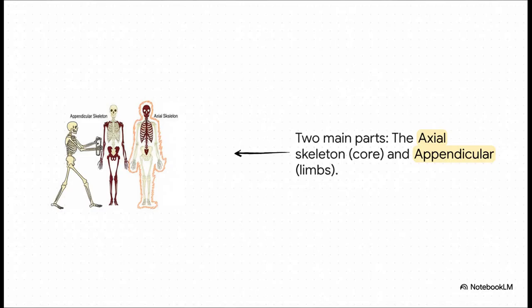So, to make it a little easier to understand, we can break this whole system down into two main parts. First, you have the axial skeleton. That's your core, your skull, your spine, your rib cage. It's the central pillar. Then you've got the appendicular skeleton, and that's pretty much everything attached to the core. So your arms, your legs, this is the part that lets you actually move around and interact with the world.